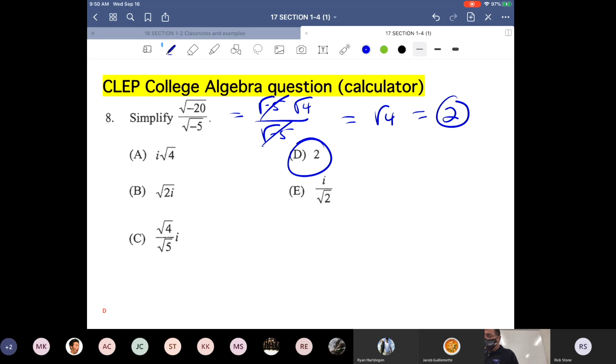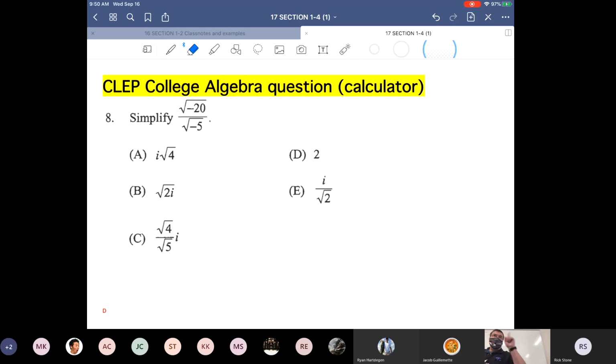Y'all with me? So we might get square roots of negative numbers on the CLEP test. We simplify those square roots of negative numbers using our i's. Then we do whatever they ask us to. Multiply, divide, whatever it happens to be. Okay?